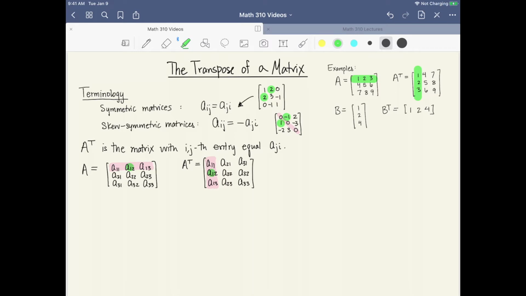But there's no reason why you can't find the transpose of a matrix which is not square. For example, let's take the matrix B, which is 3 by 1. In other words, B is a column vector. Well, if B is 3 by 1, then B transpose is going to be 1 by 3. The dimensions flip as well. And so my single column vector of B becomes my single row vector of B transpose.